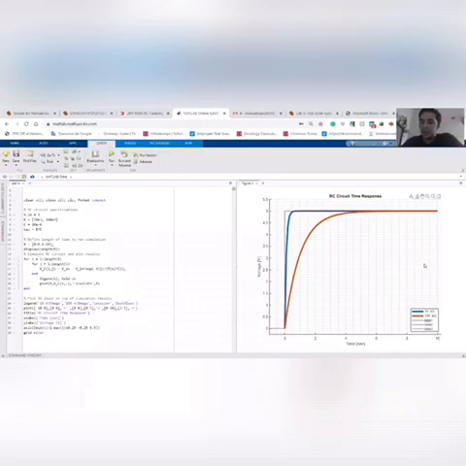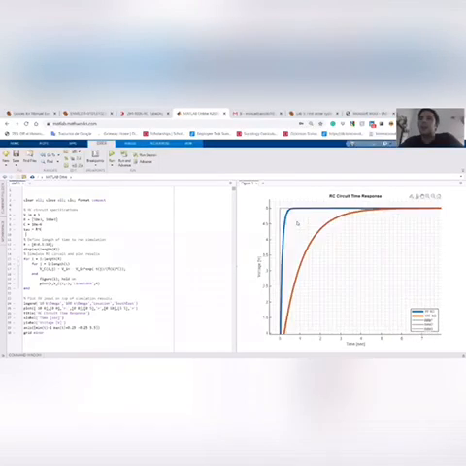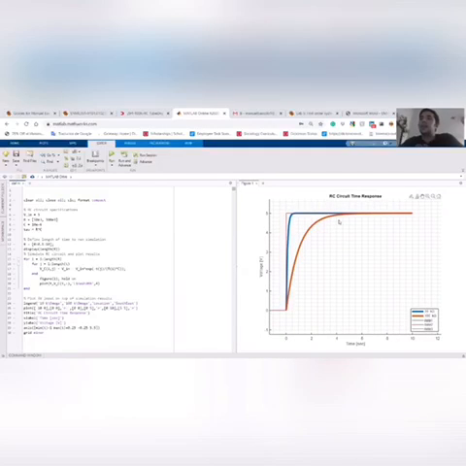So here we have the RC circuit simulator response from MATLAB. This blue line here represents the voltage across the 10K resistor, and it reached the maximum in less than 1 second. And the red line here is going to represent the voltage across the 100K resistor, which reached 5 volts in about 5 seconds, a little bit less.